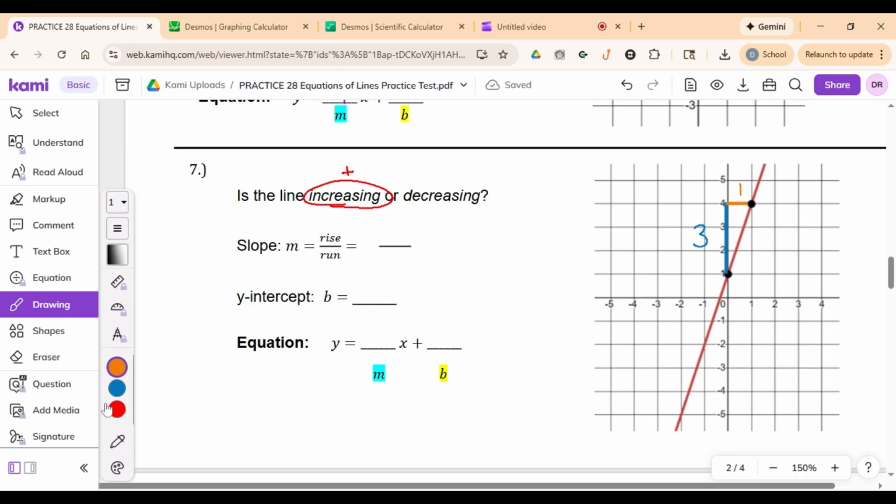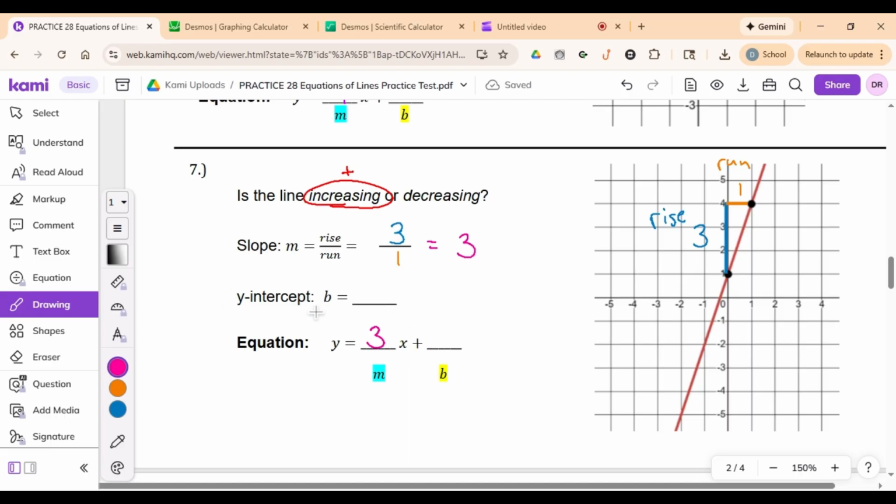So again, remember, when you go up or down, this vertical motion is always rise. We always run over from one location to another. And so for this one, we have 3 for our rise, we have 1 for our run, and that can be written as just 3. 3 over 1 is a whole number over 1. We can always rewrite that as that whole number. And it's positive, so we can just call it positive 3. That can go in this blank here.